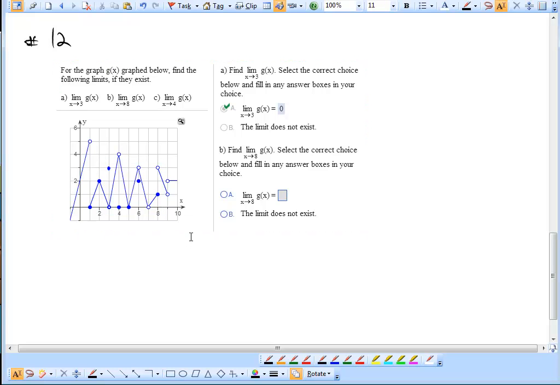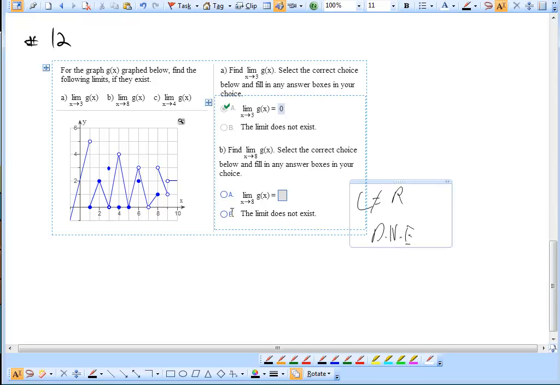As you approach 8 from the right, we got a problem. You approach 8 from the right, the limit says 3. Left says 1, right says 3. They don't agree, so the limit does not exist. Left and right, remember, if the left doesn't agree with the right, it does not exist. Your limit in general doesn't exist, so it'd be option B.